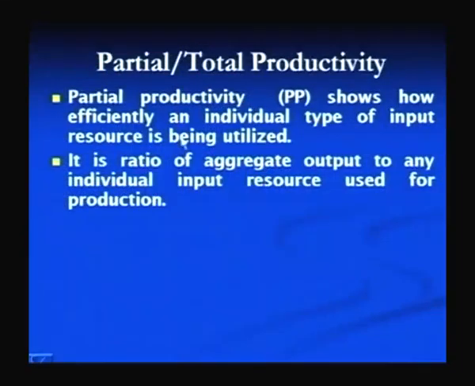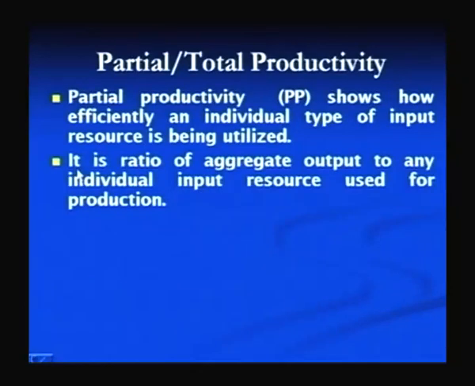And if we have to see the total productivity, then we have to see how all types of resources are being used to produce a given quantity of the output. That indicates the total productivity. So, the difference is here: in partial productivity we consider only one type of input resource, while in total productivity we consider all types of resources which are being used for production of the given output.